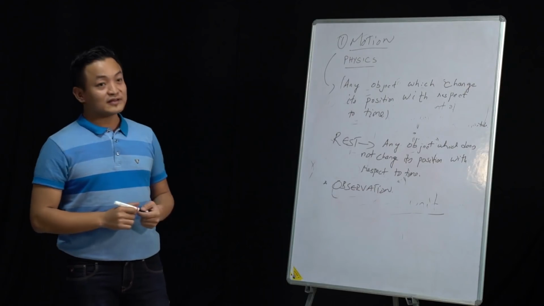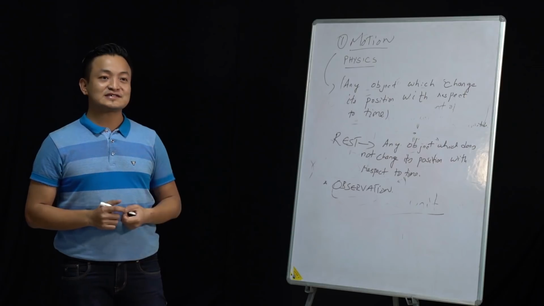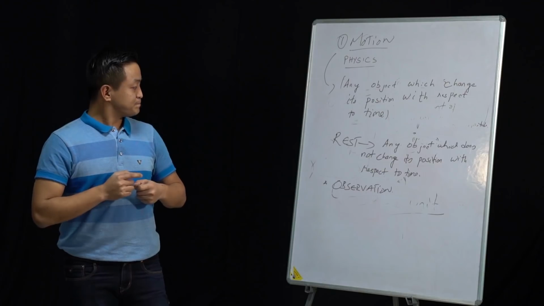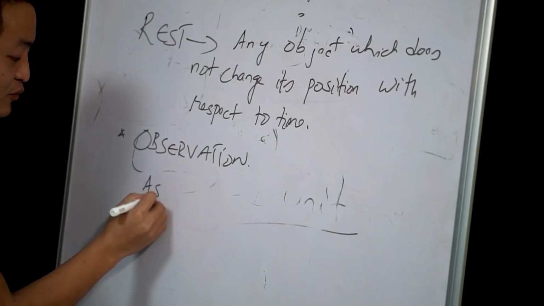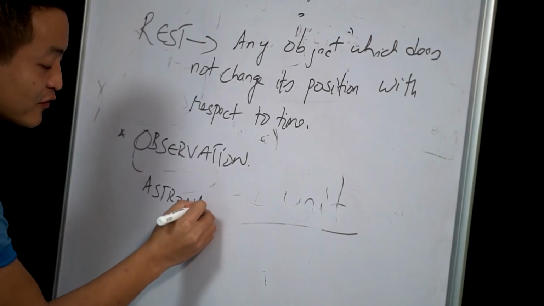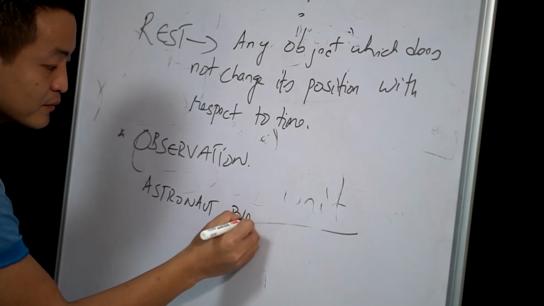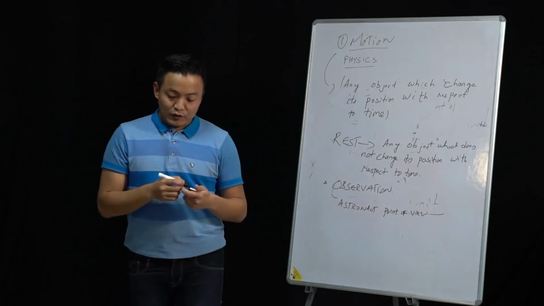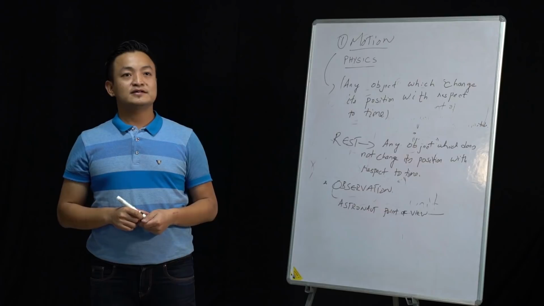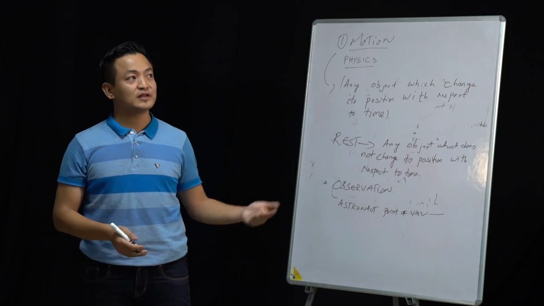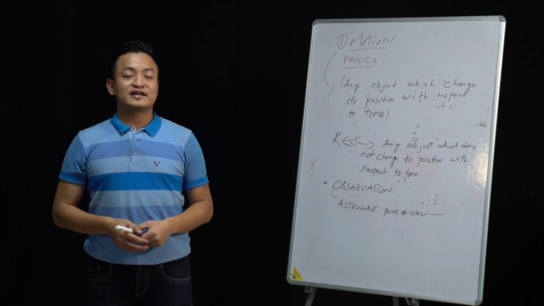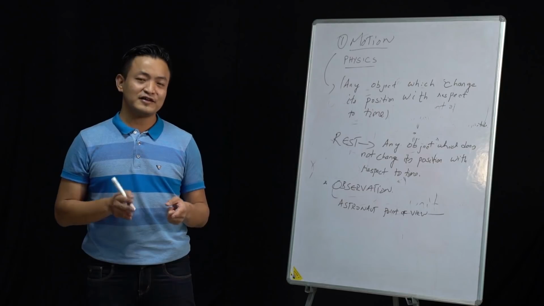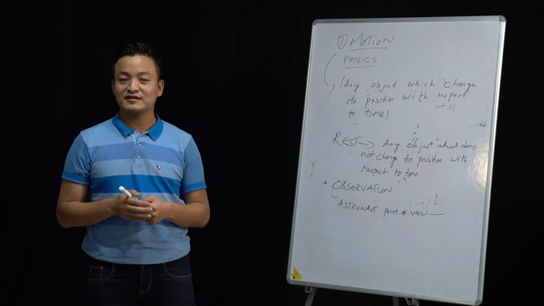Clear? Another observation is, let's take the astronaut point of view. Now, if I say the tree, the school building, the office building, you'll say that it is at rest because they are not changing their position. Clear? They are not changing their position. The building is at rest.